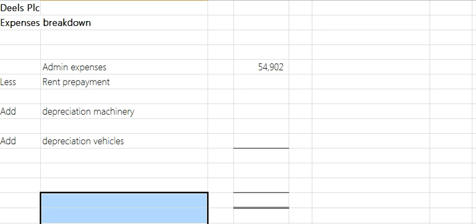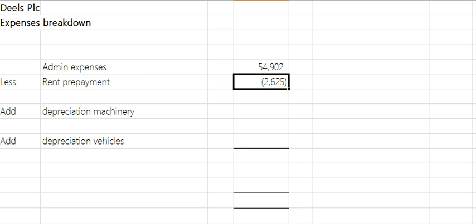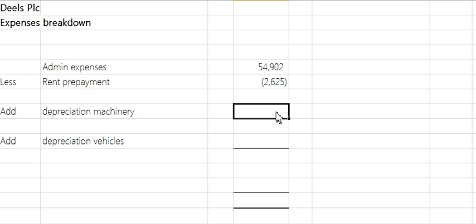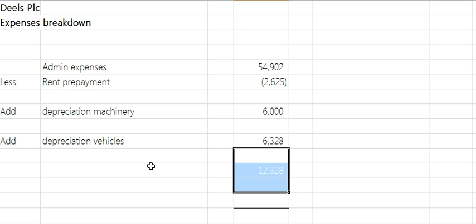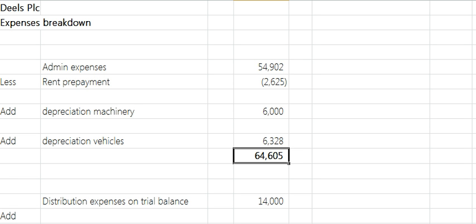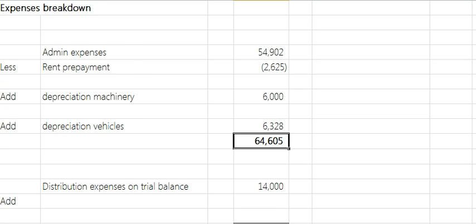Okay, when you've done all that, it's really important to do a breakdown of what's in your expenses, admin and distribution. So, what we did before, we started off with the admin expense on the trial balance is 54,902. Then you've got to remember to take away that rent prepayment which we did before. Okay, and then lastly, put in the depreciation we just calculated. They are admin expenses. Okay, and then you need to add those figures together, and you get 64,605.